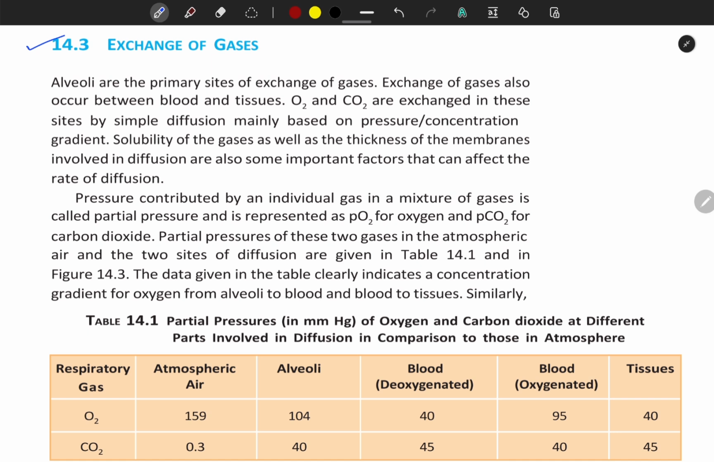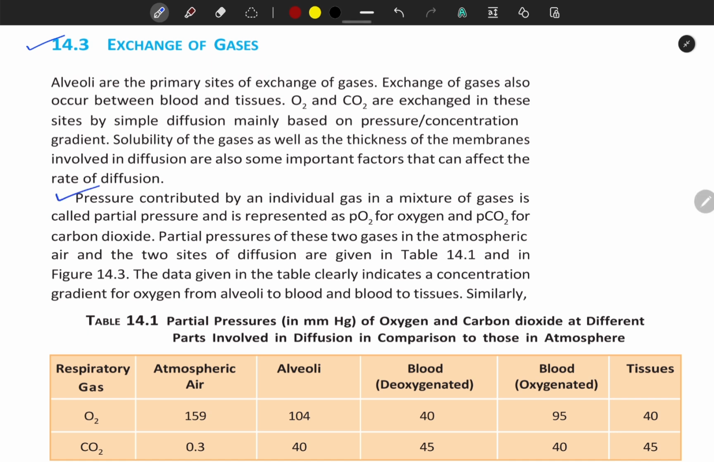14.3 Exchange of gases. Alveoli are the primary sites of exchange of gases. Exchange of gases also occurs between blood and tissues. O2 and CO2 are exchanged in these sites by simple diffusion, mainly based on pressure or concentration gradient. Solubility of gases as well as the thickness of the membranes involved in diffusion are also some important factors that can affect the rate of diffusion.